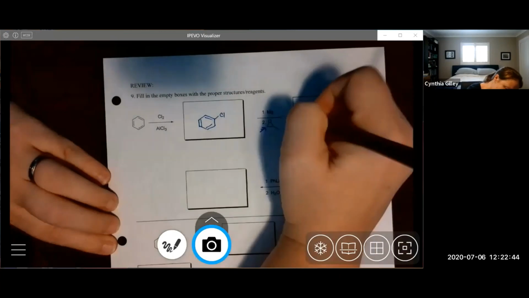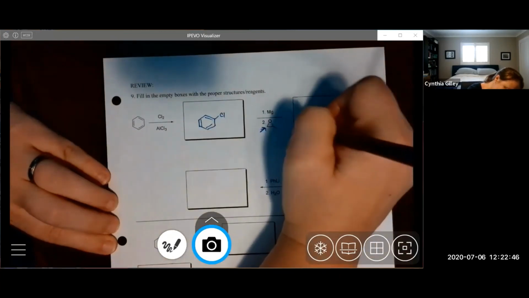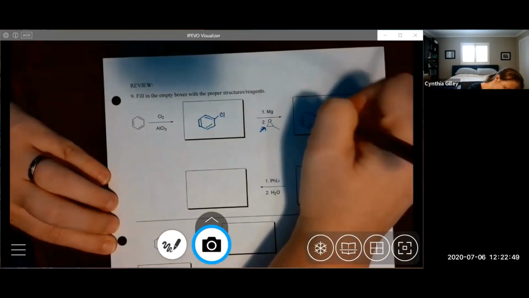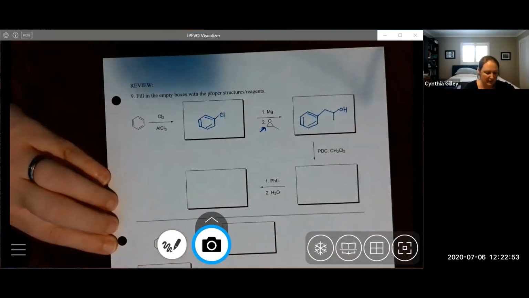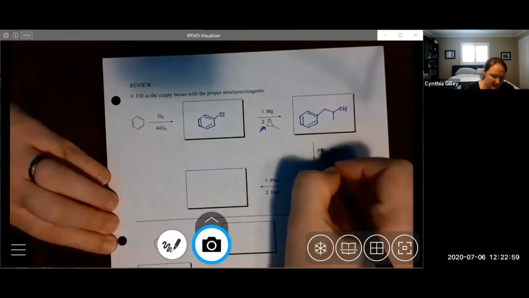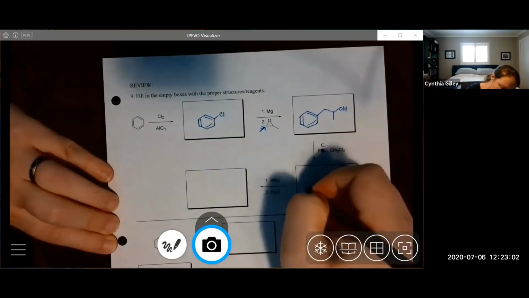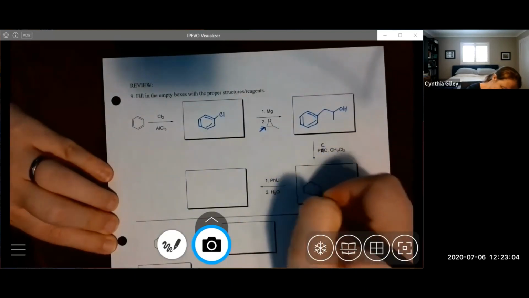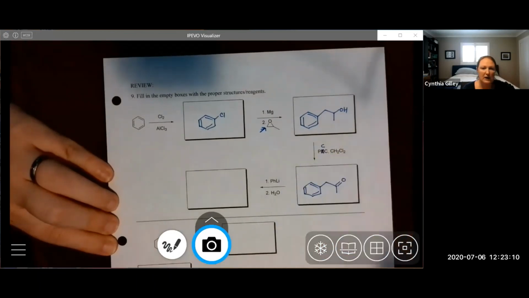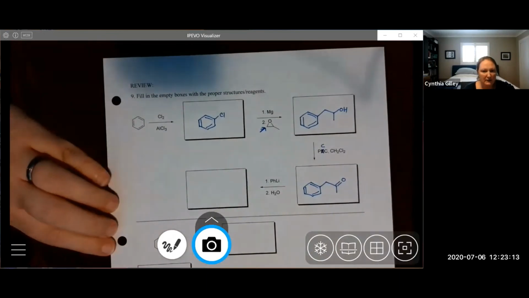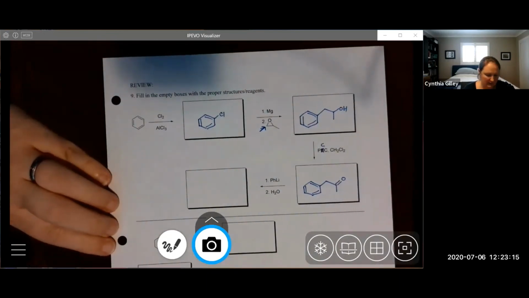So then the product after that step is this. Then acidic workup, proton here. We'll oxidize the alcohol to a carbonyl, to a ketone in this case.